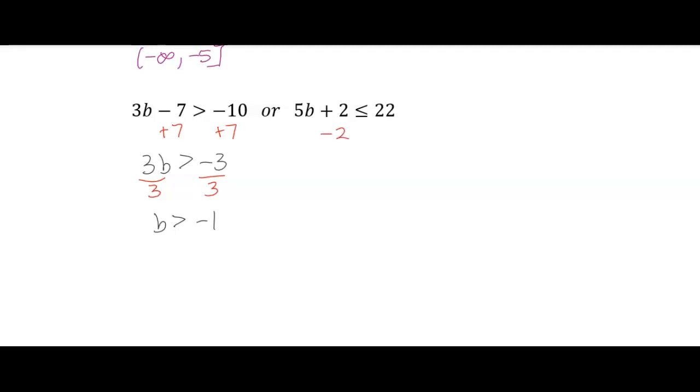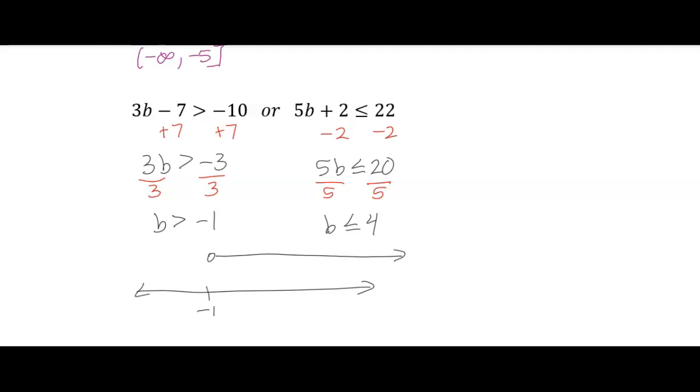Similar steps over here, subtract 2 on both sides. We've got 5b is less than or equal to 20. Then we divide by 5. Again, it's dividing by a positive, so that's not going to cause us to change anything. So we've got this. And then we go ahead and do our graph. So let's see. B greater than -1 is all of this stuff. B less than or equal to 4 is all of this stuff.